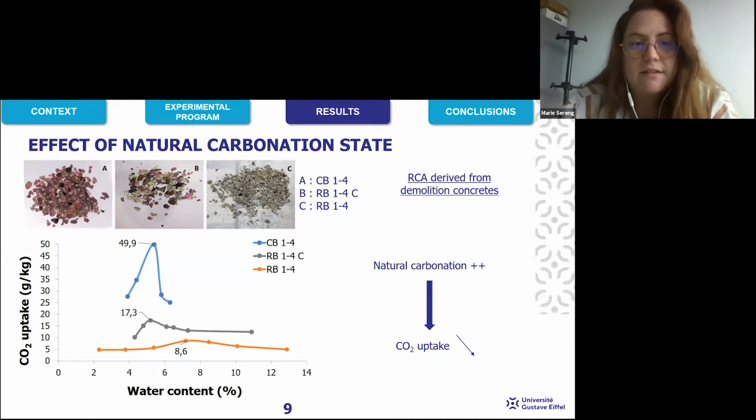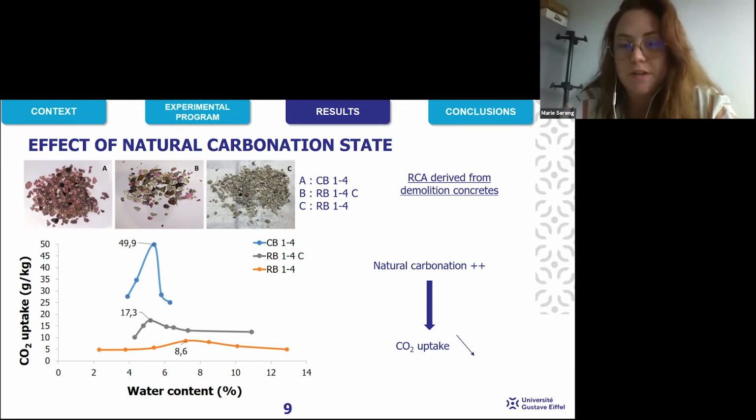And the second effect on this graph is the effect of water content. As I said before, at low water content, we have low CO2 uptake. The curve increases to a maximum of CO2 uptake at an optimum water content for each RCA. And after, the curve decreases at high water content to lower CO2 uptake. So there exists an optimum water content for a maximum of CO2 uptake.